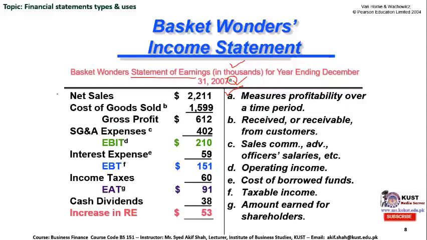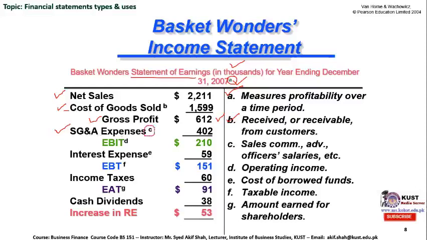The method to make income statement is to write down first the total accumulated net sale of the company, which is 2,211. Then in the next step, you are going to minus cost of goods sold from net sale in order to reach at the gross profit of the company. This B refers to received or receivable from the customer amount. So if after subtracting cost of goods sold from net sale, you reached at gross profit, in the next step you are going to minus selling, general and administrative expenses of the company.